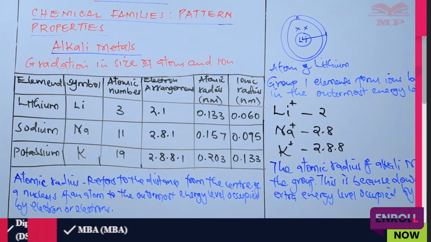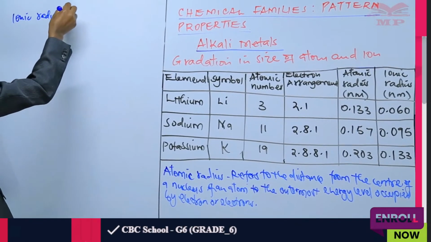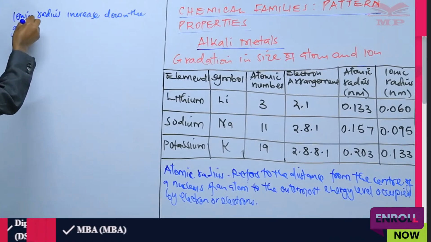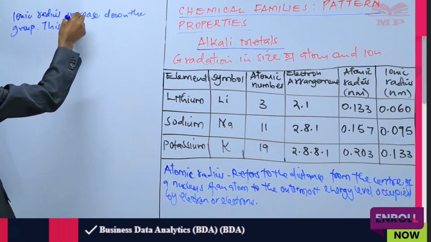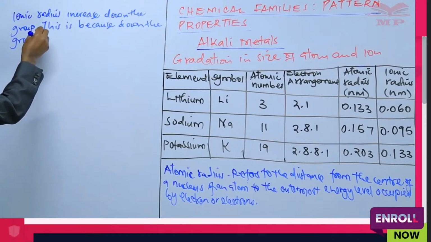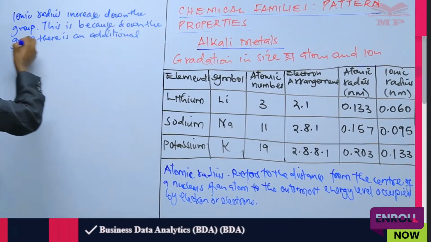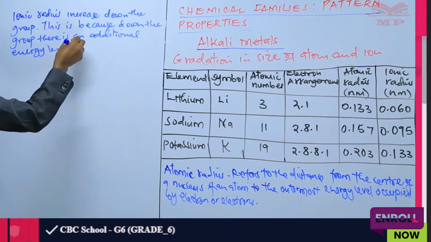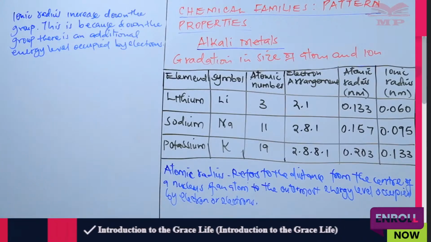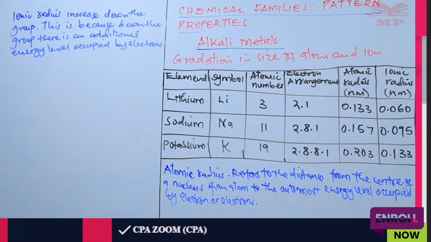The next is ionic radius. Ionic radius increases down the group. This is because, again, ionic radius increases down the group, and this is also because down the group there is an additional energy level occupied by the electrons.